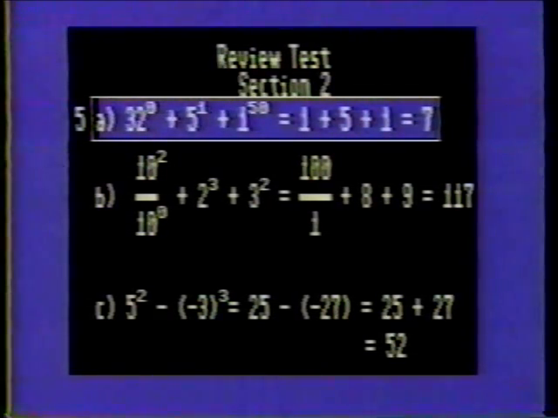1 raised to any power is 1. 1 to the 50th power is 1. Now the equation even looks easier to solve. 1 plus 5 plus 1 is 7.